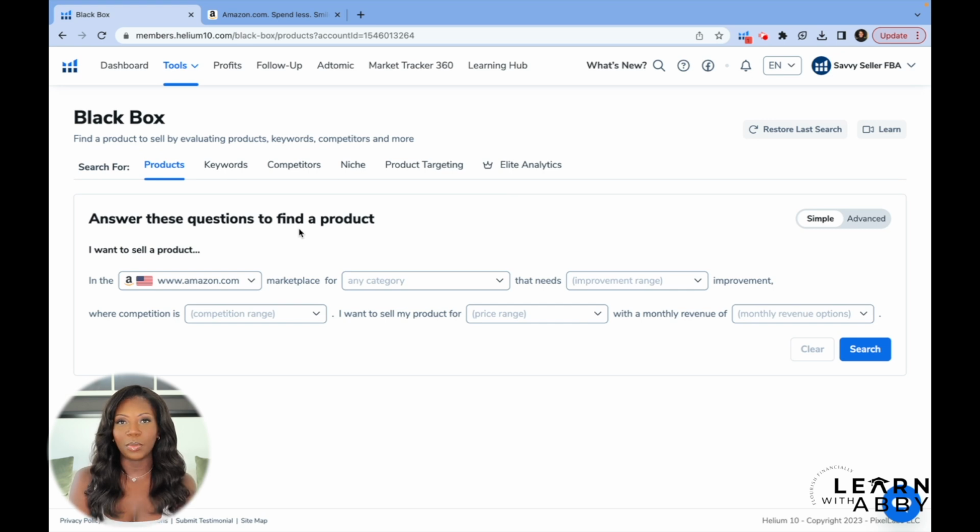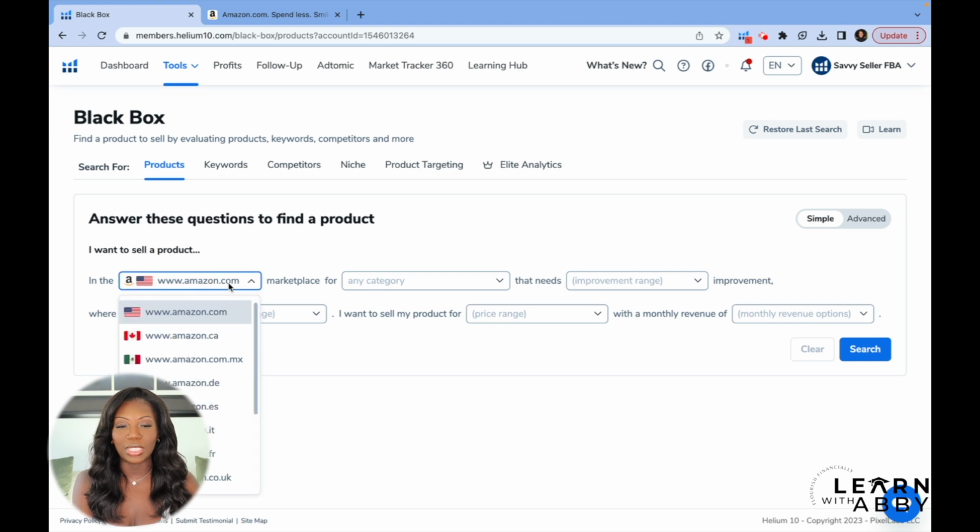When we look at products, we're gonna just go ahead and use this default view just to give you a little bit of an idea of a place to start if you have no idea what you want to sell. So we can see that the default setting is to Amazon US. And for those of you who don't know, there are multiple marketplaces that Amazon operates in. So they've got Amazon US, which is just Amazon.com. And then they've got Amazon.ca, they've got Amazon.com.mx for Mexico, they've got Amazon in Denmark, Spain, Italy, France, the UK, and a couple of other countries as well.